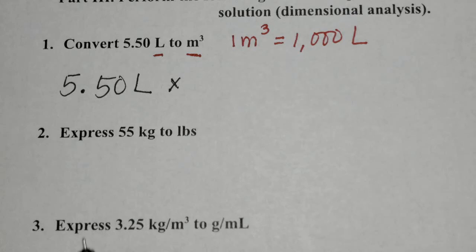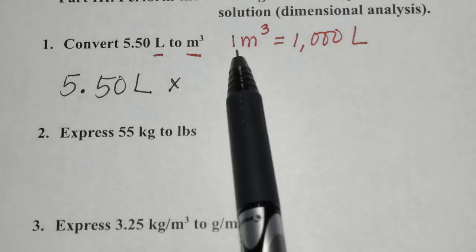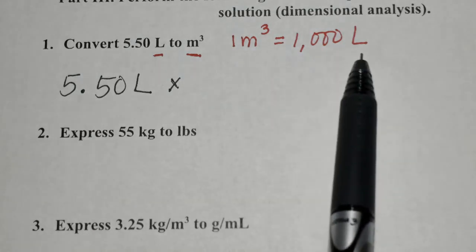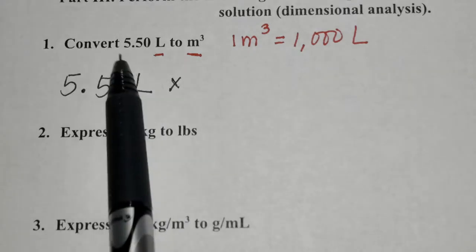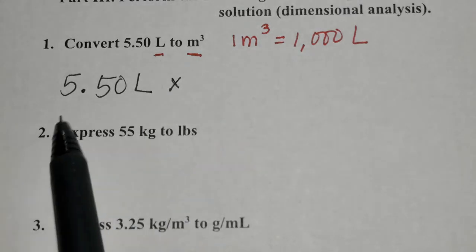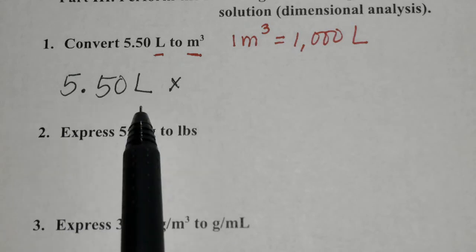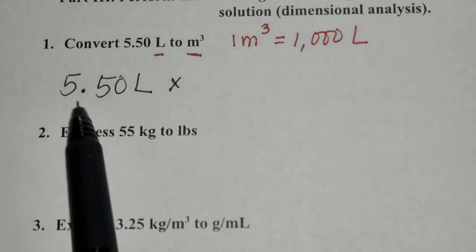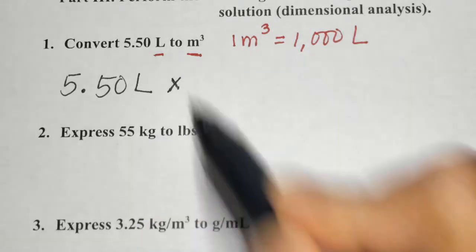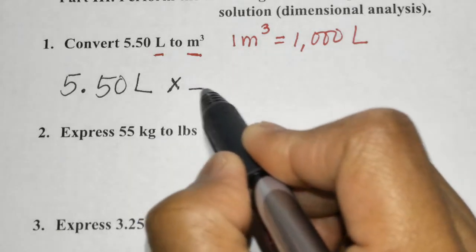Okay. So in this case, we know that the conversion factor is 1 cubic meter is to 1,000 liters. We're going to use this to convert our 5.50 liters. So the first thing we need to do is to write everything in the given, including the unit. So 5.50 liters. Then you put the multiply sign, and then after that you put a line.